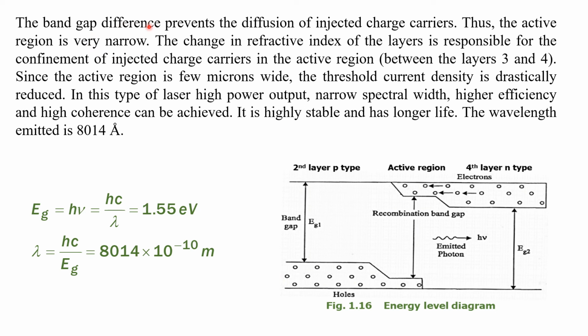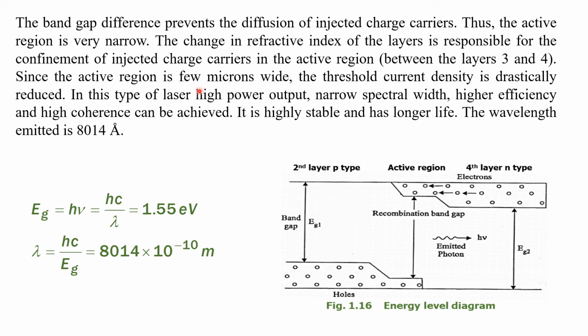Now, the band gap difference prevents the diffusion of injected charge carriers, as told before. Charge carrier confinement is achieved due to the band gap difference, and photon confinement is achieved due to the refractive index difference. Thus, the active region is very narrow. The change in refractive index of the layers is responsible for the confinement of injected charge carriers in the active region between layers 3 and 4.